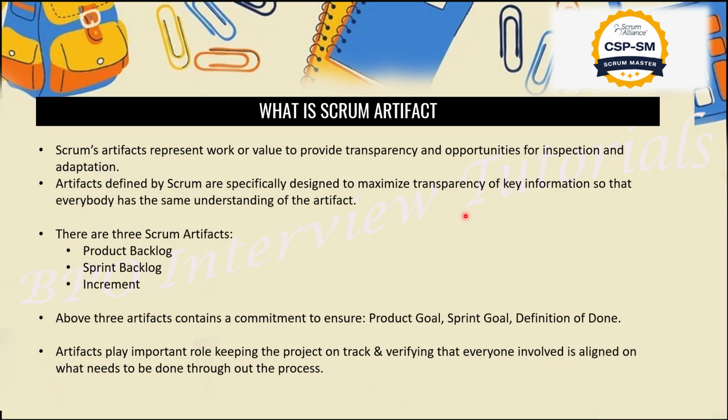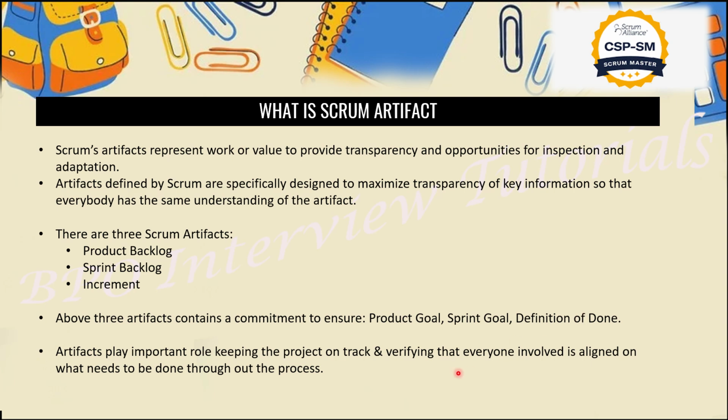Now these three artifacts will ensure that we reach our product goal, sprint goal, and definition of done. The definition of done means here that we are ready with our end product, we are ready with our particular sprint, whatever we have started, the priority we set, and that is ready. Understood, guys? So this is so far the theoretical information about the Scrum artifacts.